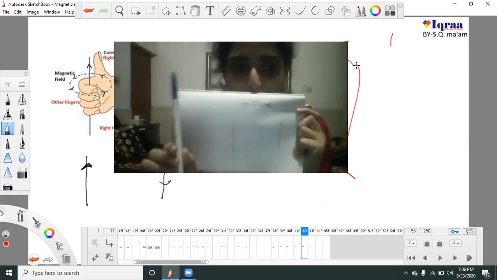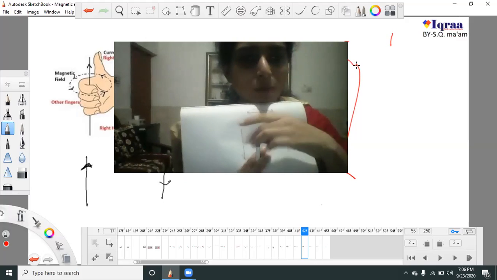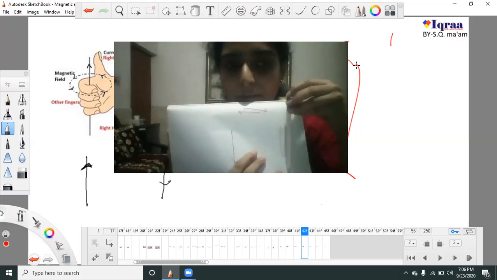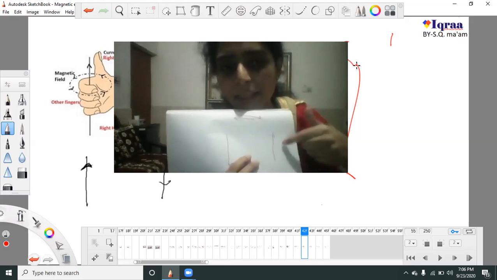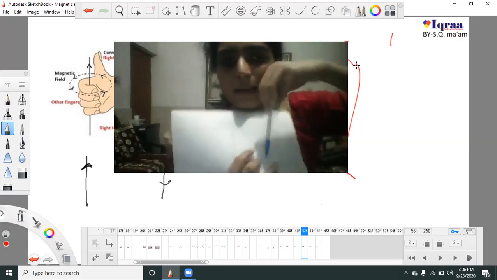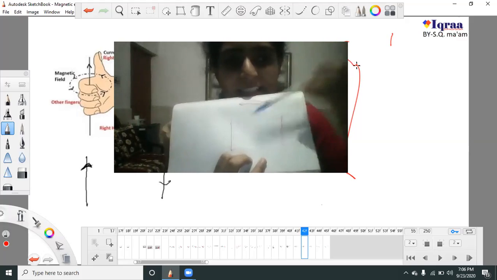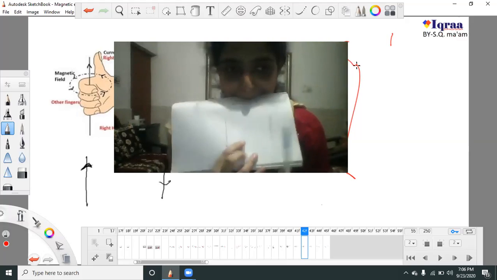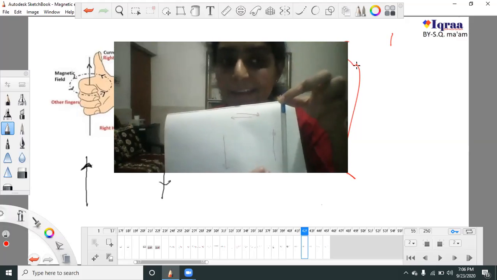Take your pen, which opens and closes, and put it in the direction of electric current. Here the direction is upwards, so the nib should be in this direction. Here the nib is in this direction, and here the nib is in this direction. Just open this and again close this.